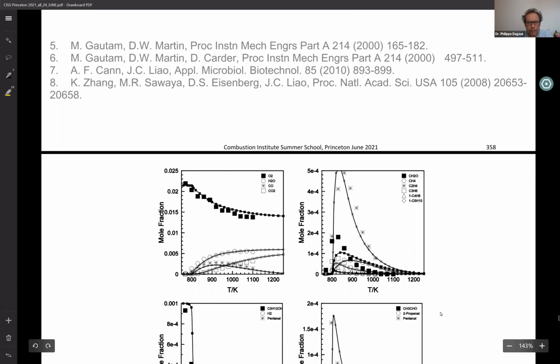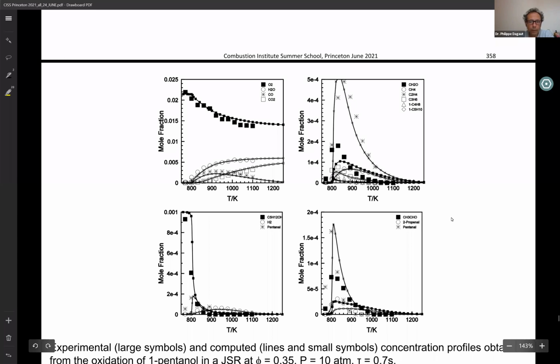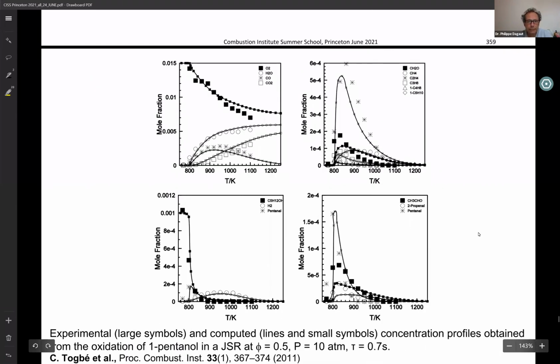These experiments were performed at 10 atmospheres for a wide range of equivalence ratio, from fuel very lean to fuel rich. And we could observe a pretty good match between the modeling results and the data. And what is interesting is that you can see that pentanol here is formed at high concentration during the oxidation of this fuel. And this is not unexpected at all, because it's always the way it goes when we have an OH function on the carbon chain.